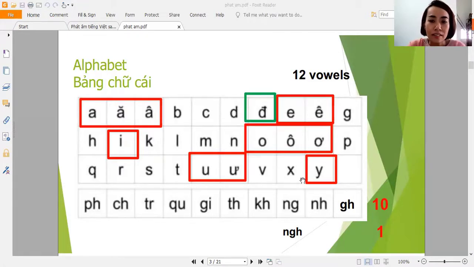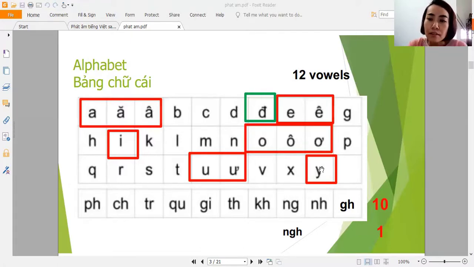Okay, so this is E and this one is E. We call this short E and this is long E, E ngắn và E dài. It's not long because you pronounce it long like English, but because you write it longer.